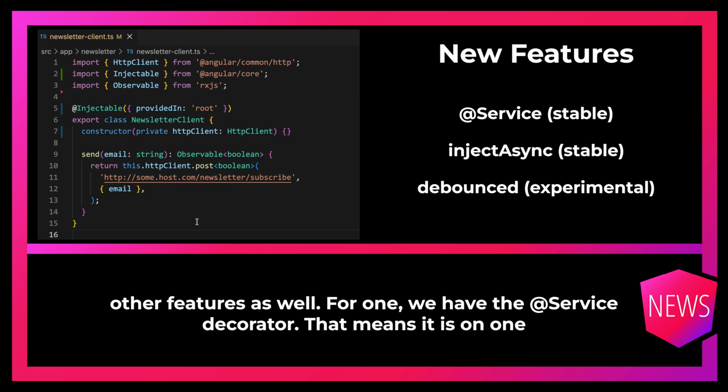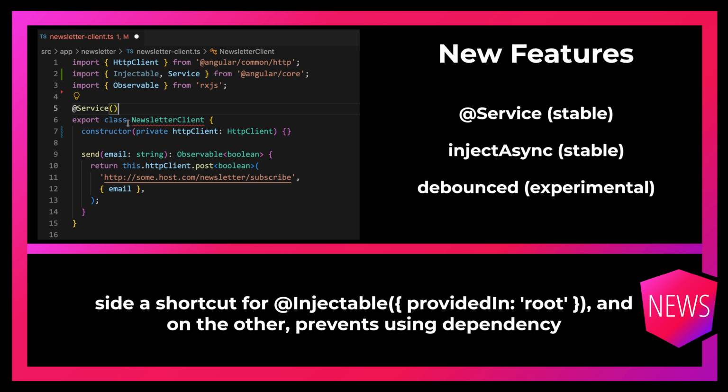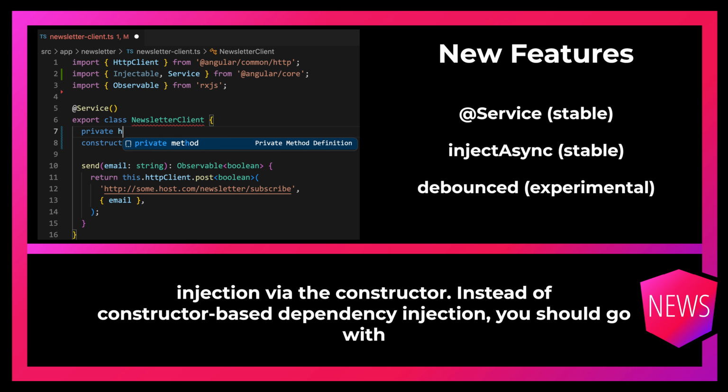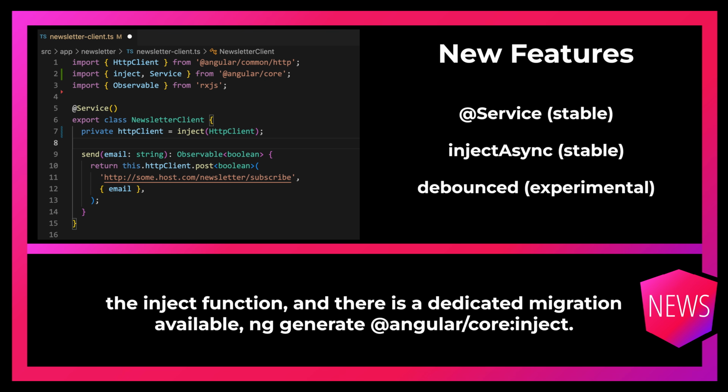For one, we have the @Service decorator. That means it is on one side a shortcut for @Injectable provided in root, and on the other prevents using dependency injection via the constructor. Instead of constructor-based dependency injection, you should go with the inject function. And there is a dedicated migration available, ng generate @angular/core:inject.